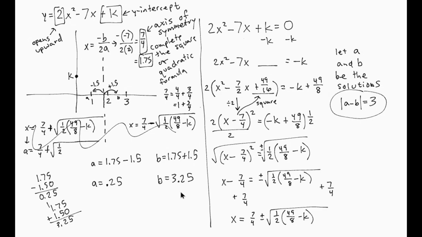Remember, these will show up as x-intercepts on the graph. I placed b between 2 and 3, but it should be to the right of 3, and since a is 0.25, it should be closer to 0.